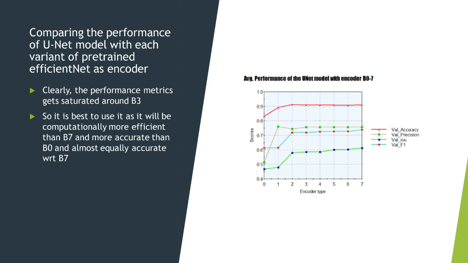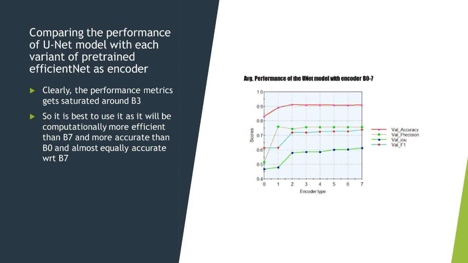But we know that EfficientNet B7 is far more complex as compared to other models like EfficientNet B3. So it takes a lot of time and has more computations. So it's better to take EfficientNet B3 as compared to EfficientNet B7 because we can clearly see that the performance metrics are almost similar for EfficientNet B7 and EfficientNet B3, but EfficientNet B3 is far faster, so we should take EfficientNet B3.